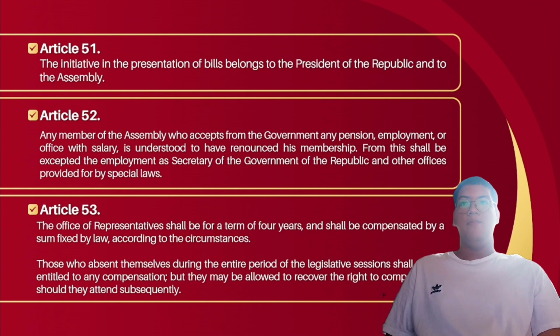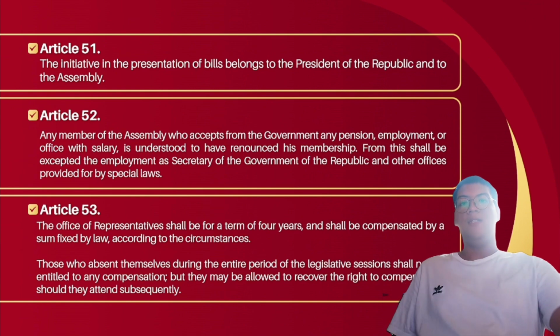Article 52. Any member of the Assembly who accepts from the government any pension, employment, or office with salary is understood to have renounced his membership, except the employment as Secretary of the Government of the Republic and other offices provided for by special law. The office of representative shall be for a term of 4 years, and shall be compensated by a sum fixed by law, according to circumstance. Those who absent themselves during the entire period of the legislative session shall not be entitled to any compensation, but they may be allowed to recover the right to compensation should they attend subsequent sessions.